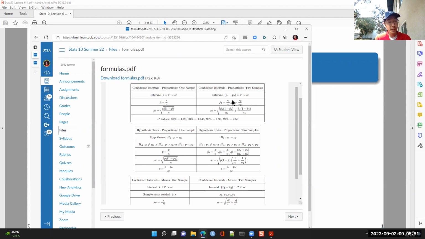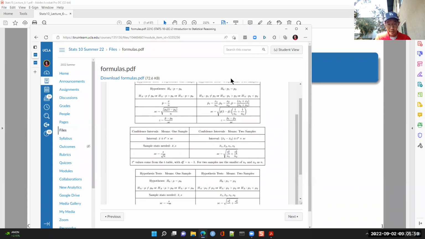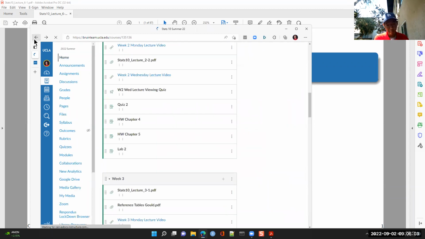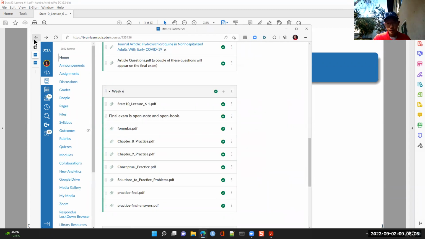We never covered confidence intervals for proportions, two samples. So this one section you can kind of ignore, okay? But everything else I believe is helpful and handy.